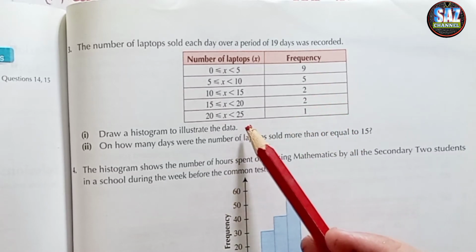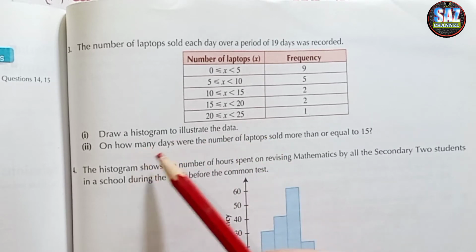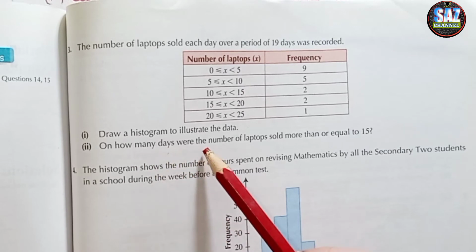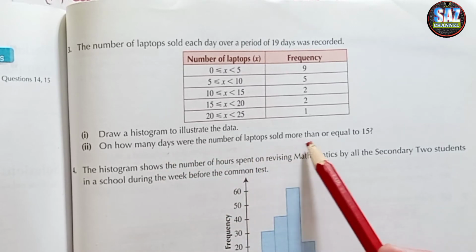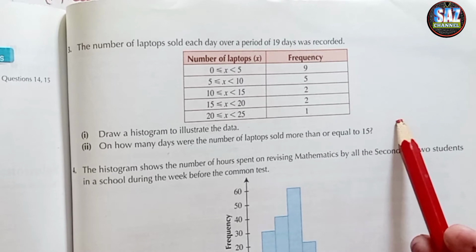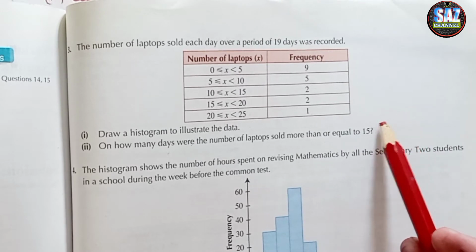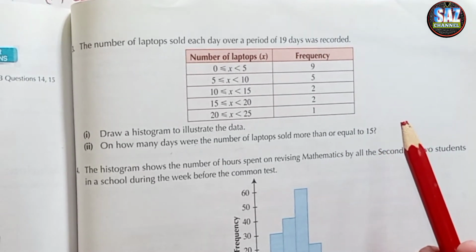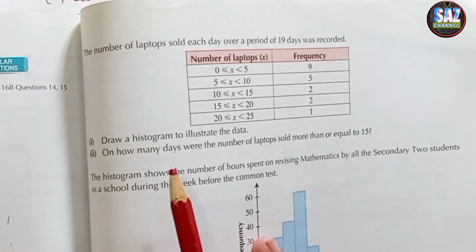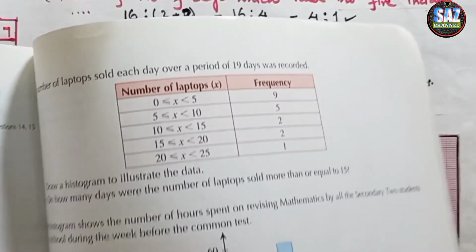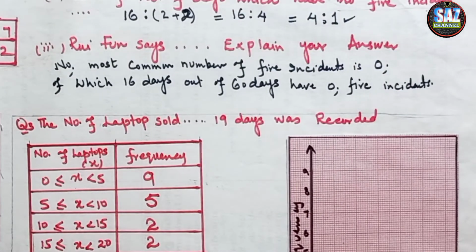The first requirement of the question is that we have to construct or draw the histogram. The second is on how many days the number of laptops sold was more than or equal to 15. We'll talk about that part later. First, we have to construct the histogram. The data is already tabulated in the question, so we just have to construct the histogram for this situation.